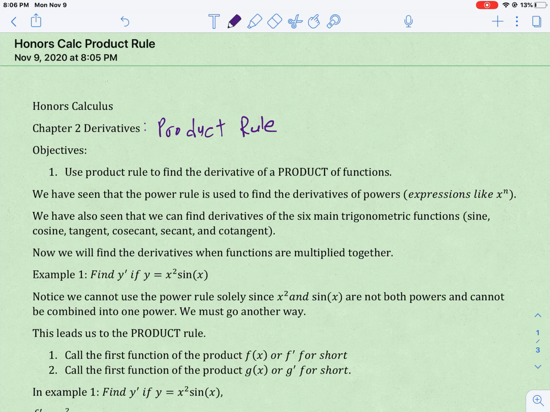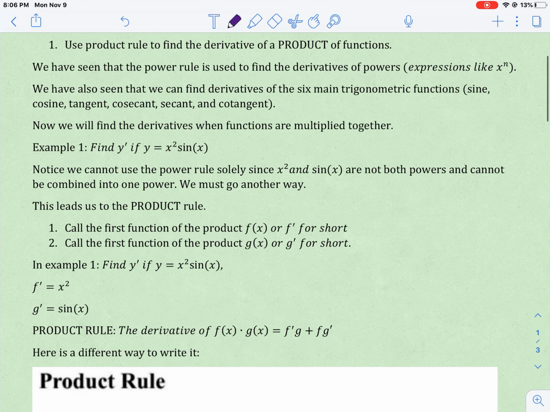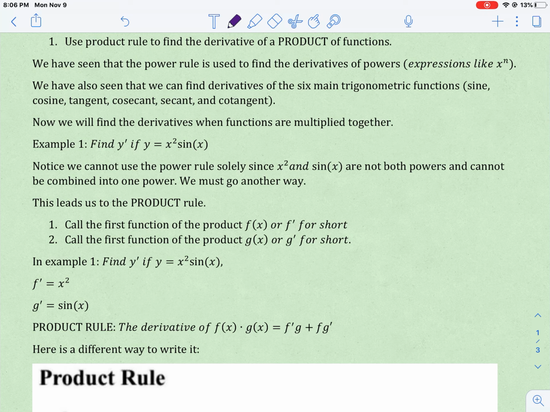okay? So what have we already seen? Well, we've already seen the power rule is used to find the derivatives of powers, okay? A power is an expression of x to the n power, right? So x to some power of a number, okay? So x to the sixth, for example. All right, we've also seen we can find derivatives of all the six main trig functions, okay? And we just did that on Monday. And you got to memorize those, okay?